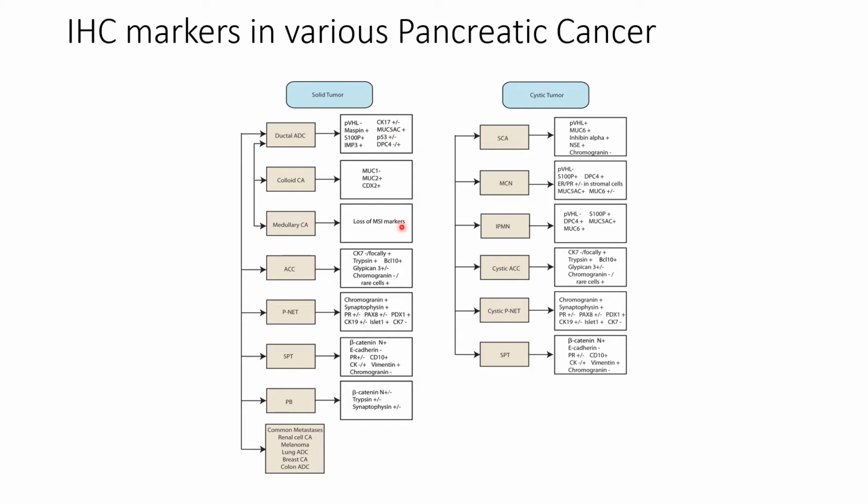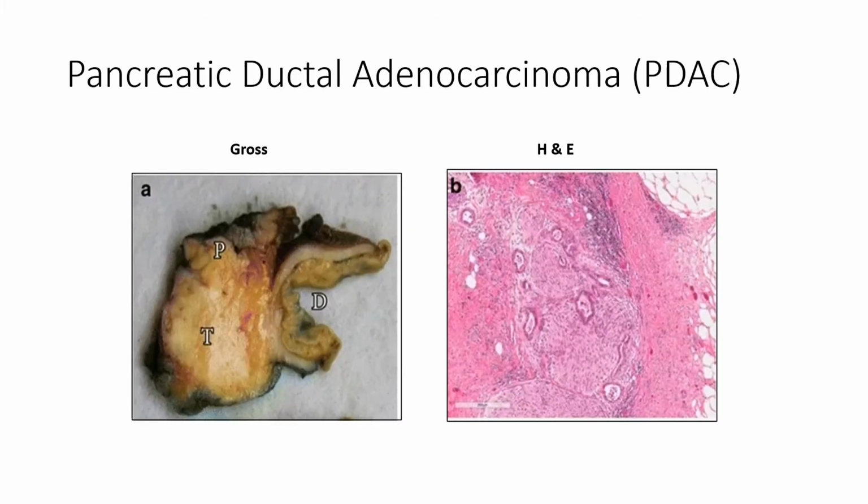So these are the various IHC markers for different types of pancreatic cancer, and we will talk about them in the next slides. So the first type we have is pancreatic ductal adenocarcinoma. We call it PDAC. So this is the gross appearance of PDAC.